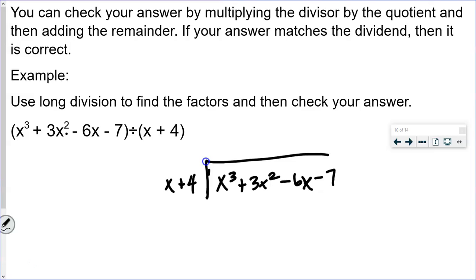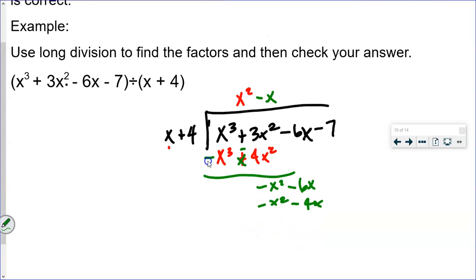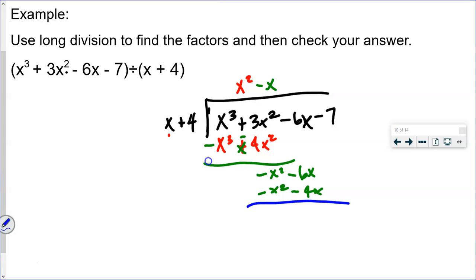Okay, so once again, what do we have to multiply by x to get x to the third? That's x squared. So then we're going to multiply that x squared by both terms. So that's going to give us x to the third plus 4x squared, right? So once again, we're going to subtract both of these terms, right? So that's going to give us a negative x squared minus 6x. What do we have to multiply by x to get negative x squared? Right, a negative x, right? So we get negative x squared minus 4x. What are we doing with this term, y'all?